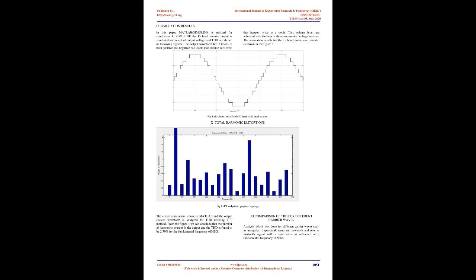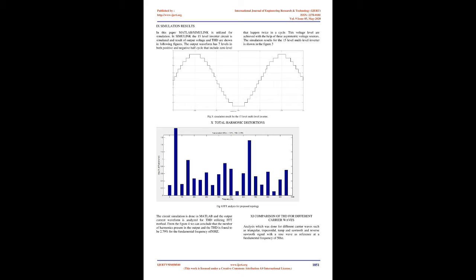9. Simulation results. In this paper MATLAB/SIMULINK is utilized for simulation. In SIMULINK the 15-level inverter circuit is simulated and the results of output voltage and THD are shown in the following figures. The output waveform has 7 levels in both positive and negative half cycles, including the 0 level that happens twice in a cycle. These voltage levels are achieved with the help of 3 asymmetric voltage sources. The simulation results for the 15-level multi-level inverter are shown in Figure 3.